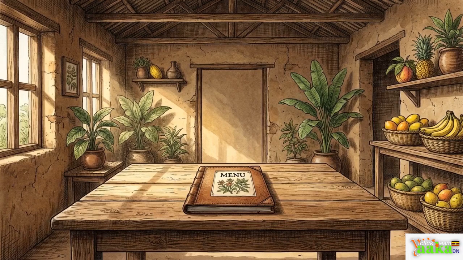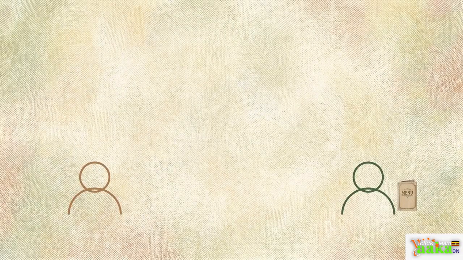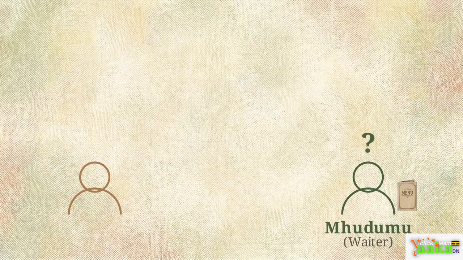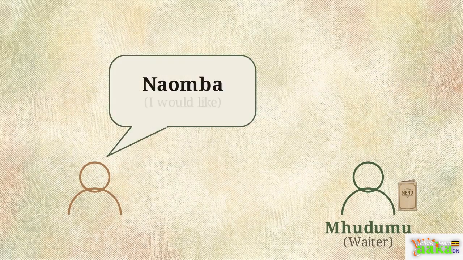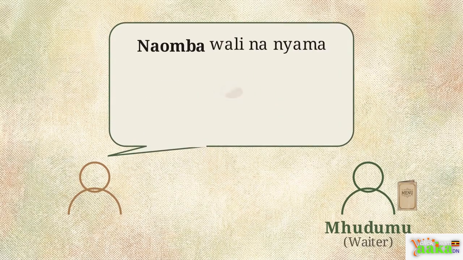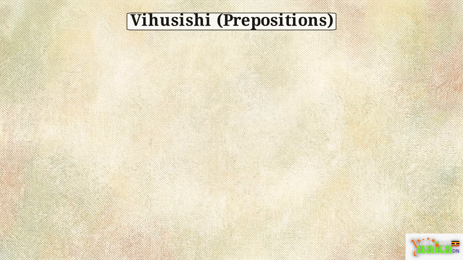Once you know what to eat, you have to know how to ask for it. When a waiter, or muhudumu, asks what you want, you reply politely with naomba, meaning I would like. For example, naomba wali na nyama, I would like cooked rice and meat. This layout shows your meal mapped out at a local restaurant.